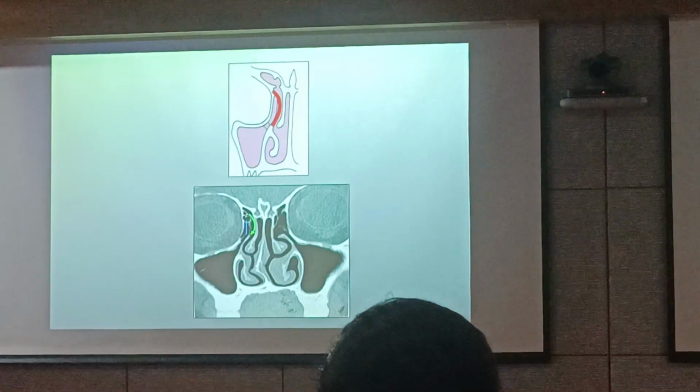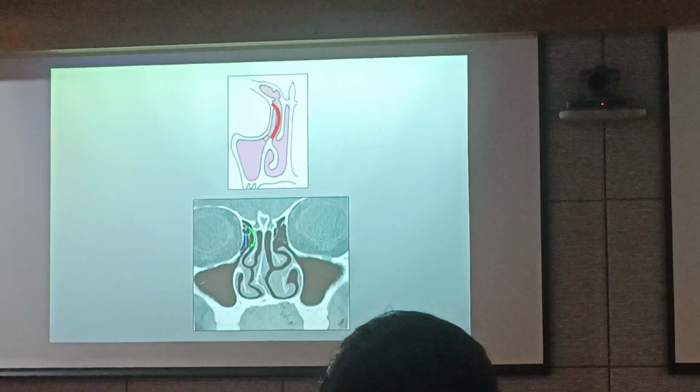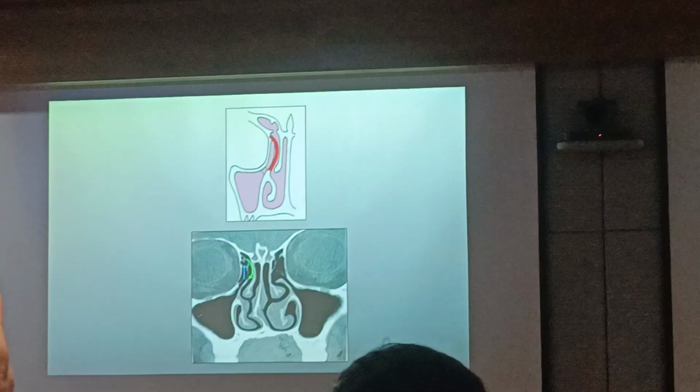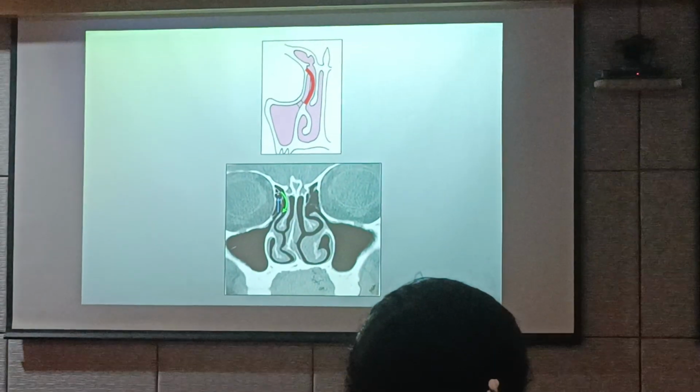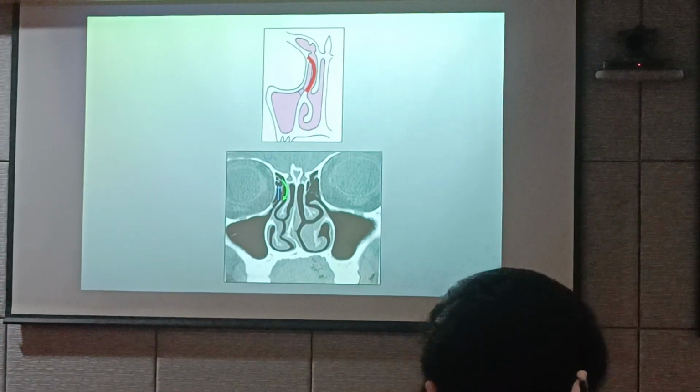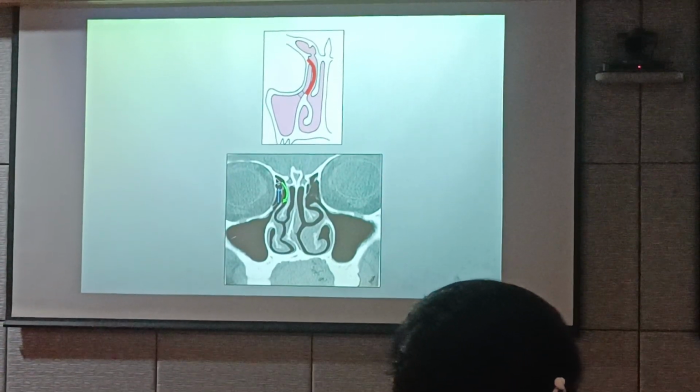terminalis. So when I was learning first, everything looked like the frontal sinus to us. The frontal recess looked like a frontal sinus, the supraorbital cell looked like, the suprabullar recess looked, everything looked like the frontal sinus. Everything was the frontal sinus.